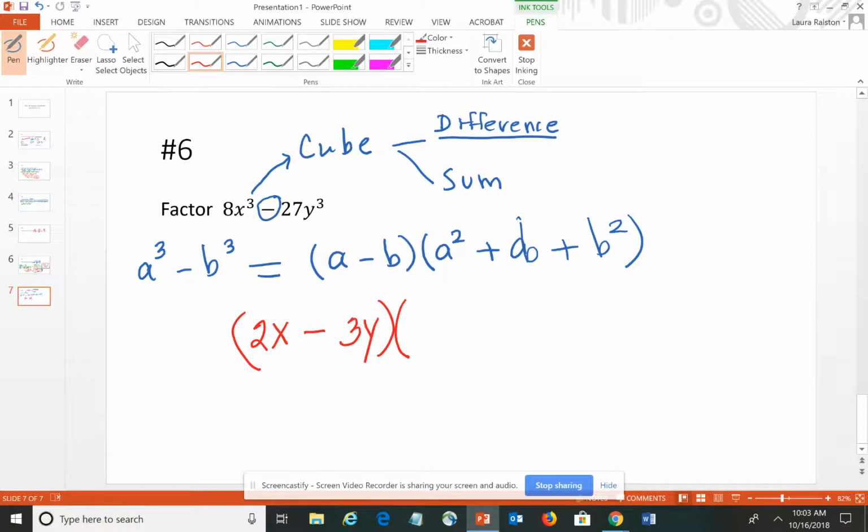To get the second set of parentheses, there is a pattern here because you're going to square the first thing. So 2x squared would be 4x squared. You're going to square the 3y, so you have 9y squared. And then you multiply the 2 pieces together. So 2x times 3y would be 6xy. And then both pieces are positive. So there's the factorization of 8x cubed minus 27y cubed.